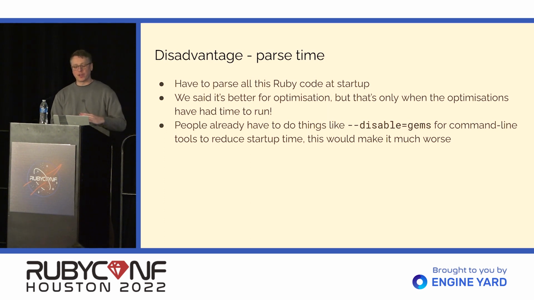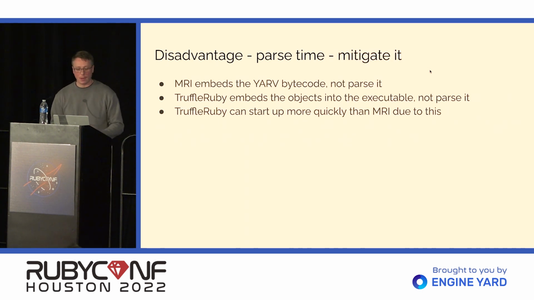People have already had to do things like disable RubyGems. That turns off the support for RubyGems for command line tools to reduce startup time, and this would make it much worse. So you may be familiar with a tool called Ruby Format by Fable. They had to disable RubyGems in order to get faster startup time to make sure the command line interface wasn't too slow to be useful, and this would make it much worse. However, I think we can mitigate this. MRI embeds the YARV bytecode into the executable as data in the executable. It doesn't actually parse it, so the parser doesn't have to run. It can simply load that YARV bytecode.